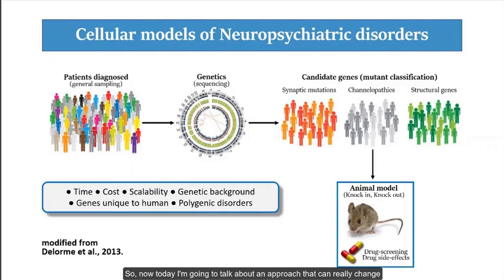So today I'm going to talk about an approach that can really change this long delay before we get to understand the problems associated with polygenic disorders, using a different model, that's the mRNA stem cell derived model.